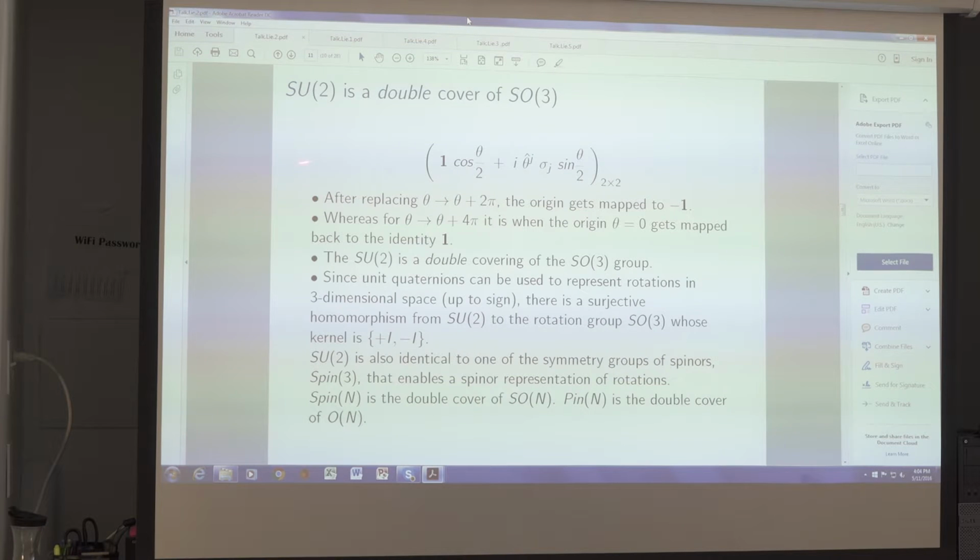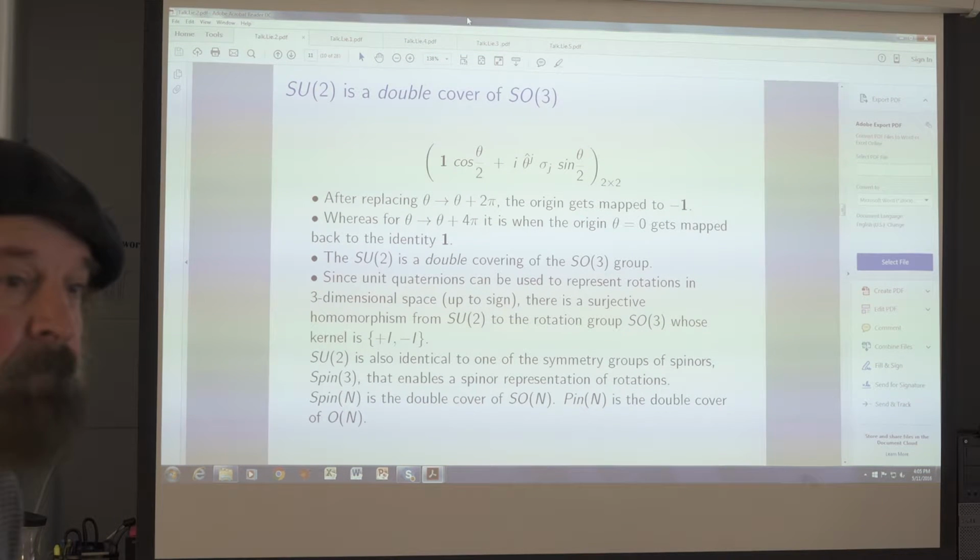Okay, now let's go to this point. Why is SU2 the double cover of SO3? You probably heard that the spin group is the double cover of the rotation group. The reason you have a double cover has to do with this half angle here. What's double cover? That 2 to 1. S and minus S.